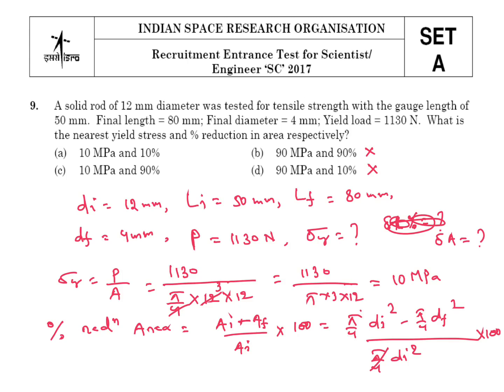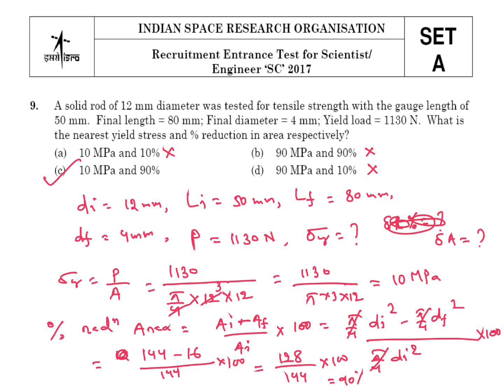Pi by 4 you can cancel. Then here we will get di, its 12 square is 144, minus final diameter is 4 mm, so 4 square is 16, divided by di, it's 12 square, 144, into 100. So 128 divided by 144 into 100. So A is not possible. C is the answer. It will come around 90%.